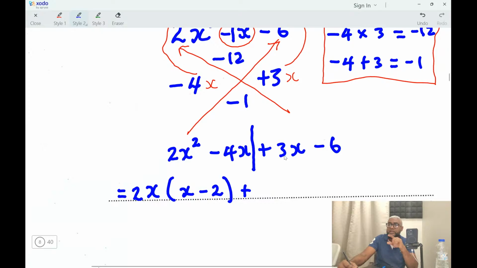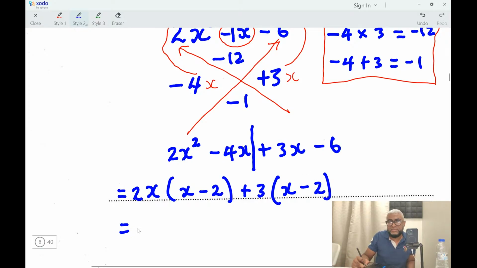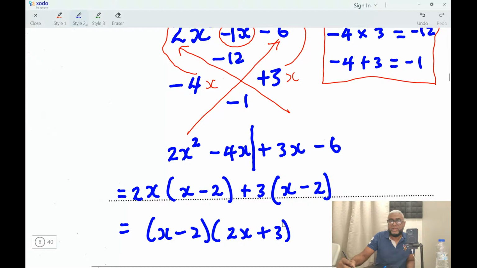Okay? What could go into 3x and 6? The number that could go into 3x and 6 would be 3. That is what I'm factorizing out. 3 into 3x would give me x. 3 into 6 would give me negative 2. My two brackets must be the same at this point. The two brackets that are the same become one, right? And the other bracket is formed by what is in front of the first here, which is the 2x, and what is in front of the second, which is the plus 3.